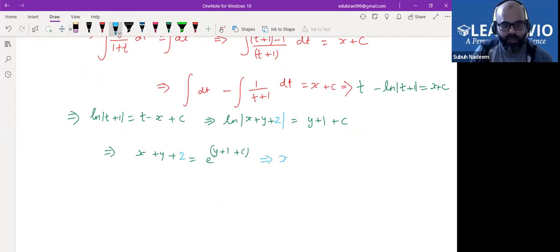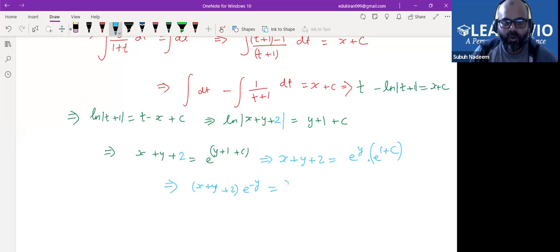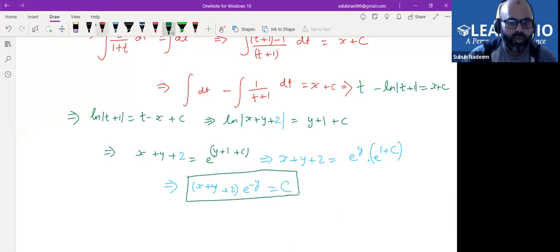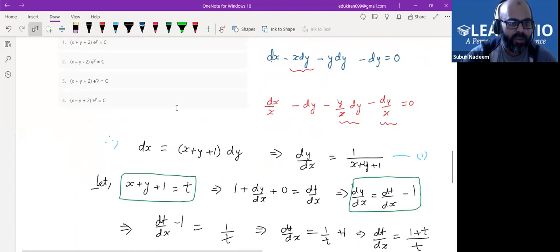So this will become x plus y plus 2 is equal to e to the power y into e to the power 1 plus c. And this will become x plus y plus 2 into e to the power minus y. When you take that e to the power y on the left hand side, it will become e to the power minus y. And this e to the power 1 plus c is a constant, which is c. So therefore, we get this result: x plus y plus 2 into e to the power minus y equal to c, which is the third option we have.